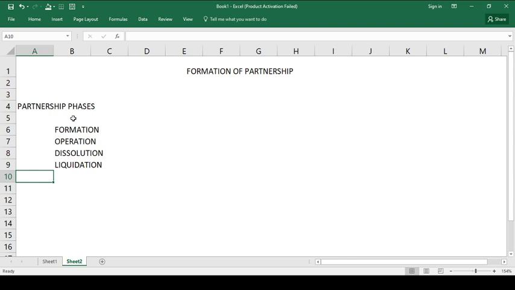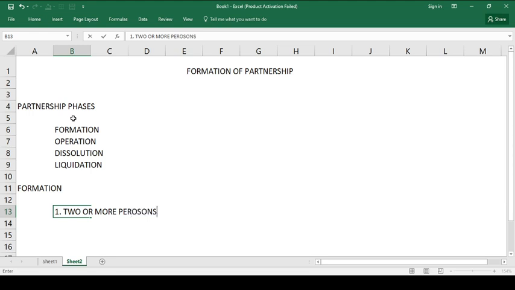However, for tonight, we will focus on the formation of partnership. A partnership can be formed in different ways. Number one, it can be formed by two or more individuals, or persons, who agreed to form a partnership.